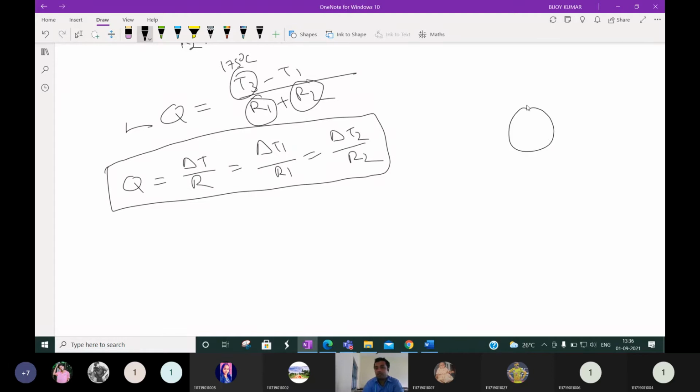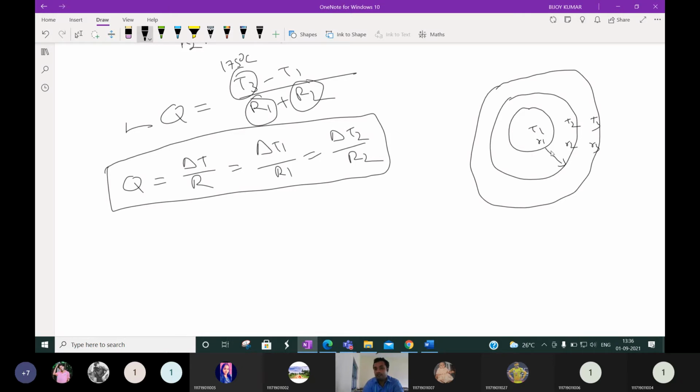If the two layers will be there, suppose this is T1, T2, T3, and the radii are R1, R2 and R3. Then the temperature difference here is delta T1, and in the second wall it is delta T2. This overall temperature difference is delta T. Delta T is for overall, this is for the first wall, this is for the second wall.